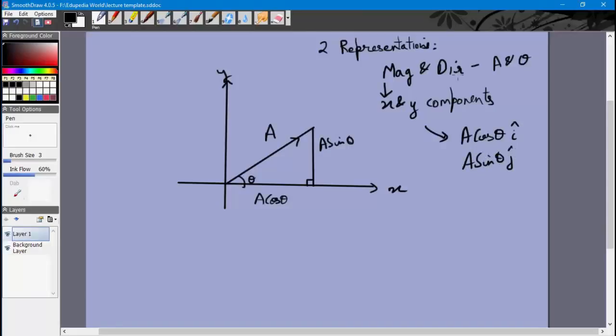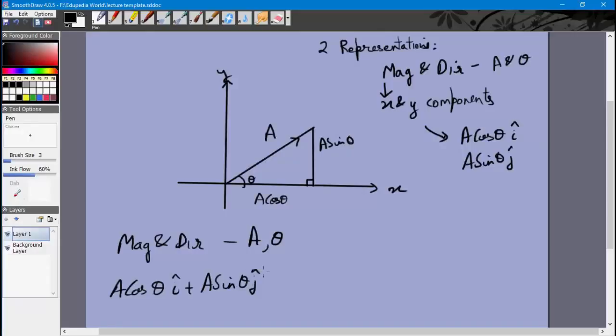In the previous case we had the magnitude to be 6 and the angle 30, so this was 6 by root 2 and this was also 6 by root 2. Meaning if the magnitude and direction is a and theta, then the vector can also be represented as a cos theta I hat plus a sin theta j hat. These two vectors are the same.